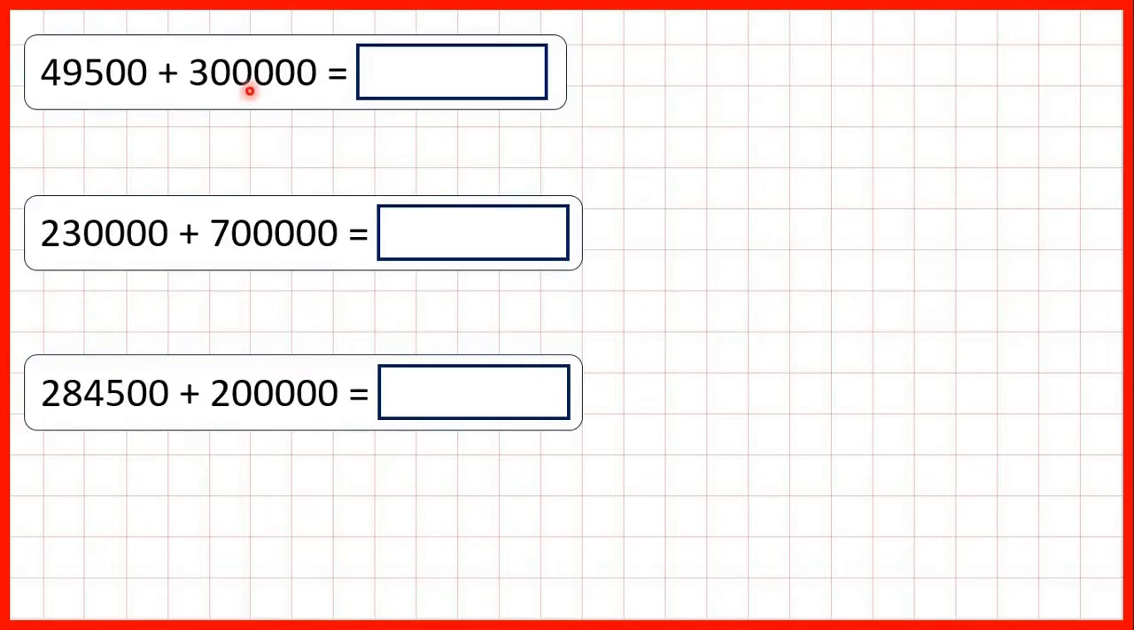Now we need to add a multiple of 100,000, so a number that ends in 5 zeros. First, we have 49,500 plus 300,000. So in this first number, we don't have a digit for our 100,000s. So all we need to do is write 3 in the 100,000s place and then leave all of our other digits the same. So our answer is 349,500.